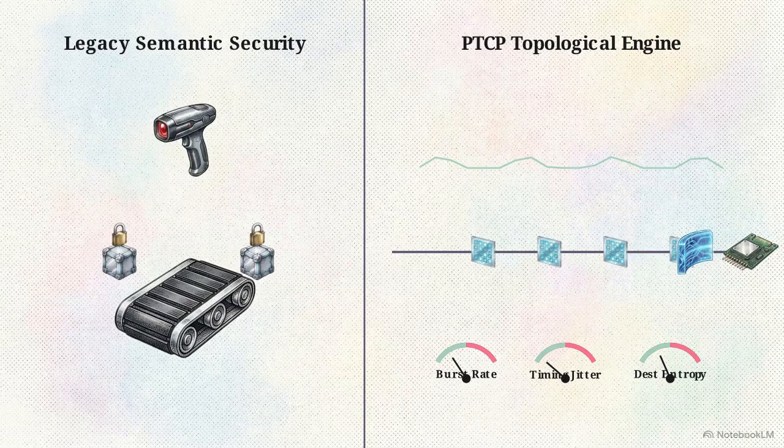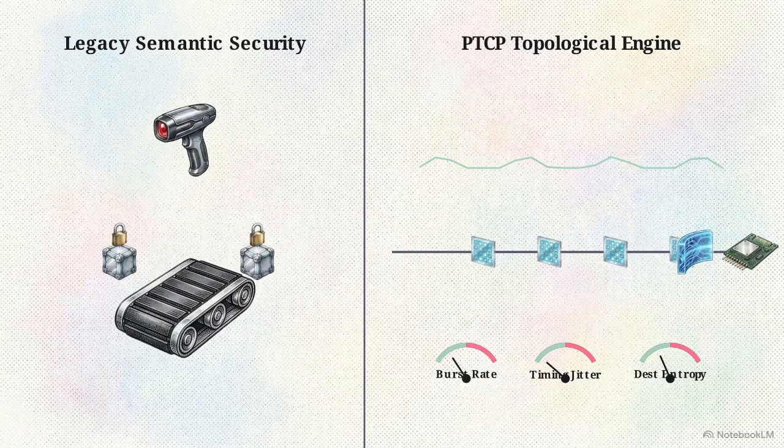Looking at this comparison, the PTCP engine evaluates the physical shape of the data flow over time, completely ignoring the payload contents inside the packets. When a zero-click exploit attempts to establish a beacon, it inherently alters the network physics of that data flow. The engine measures specific alterations in the exhaust, calculating anomalous burst rates, timing jitter, and destination entropy. These variations register as a topological defect, a mathematical anomaly that marks the data stream as malicious before it ever reaches the physical modem.